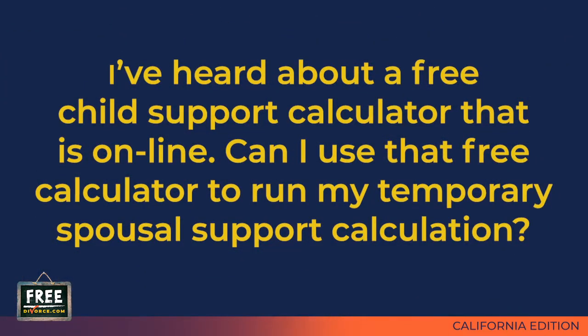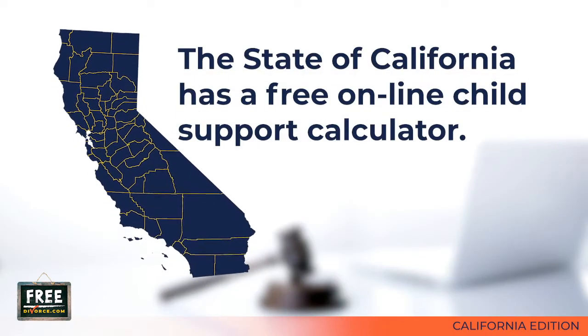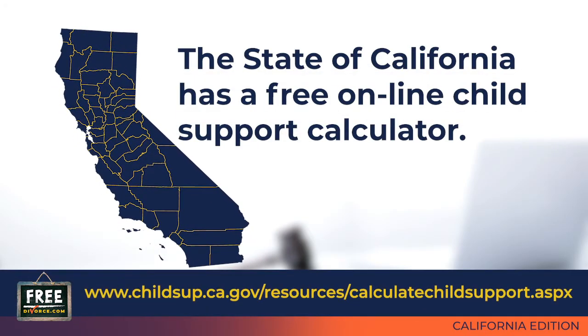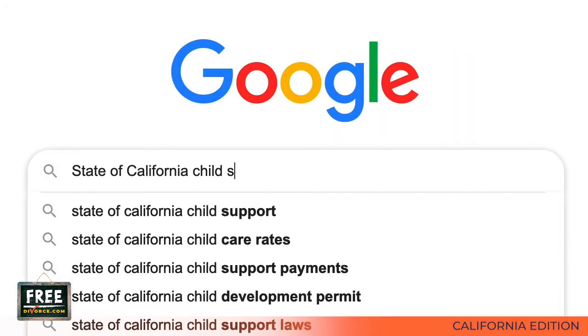I've heard about a free child support calculator that is online. Can I use that free calculator to run my temporary spousal support calculation? You could go online and use the State of California Child Support Calculator for free. Go to www.childsup, spelled childsup.ca.gov/resources/calculate-child-support.aspx, or just Google State of California Child Support Calculator.